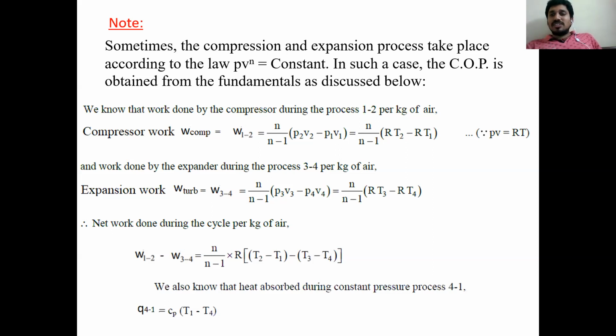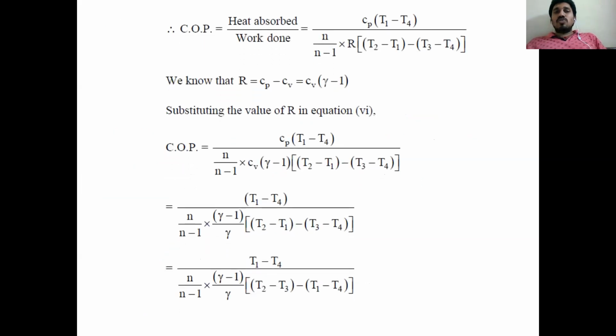So these are the things we first need to write when we want to write the equation for COP for the polytropic process: compression work in the polytropic process, expansion work in the polytropic process, and the total net work input required for the whole system in the polytropic way. Now the amount of heat removed from the cooled space, Q14 or Q41. These things I have written. Then we'll move to COP.